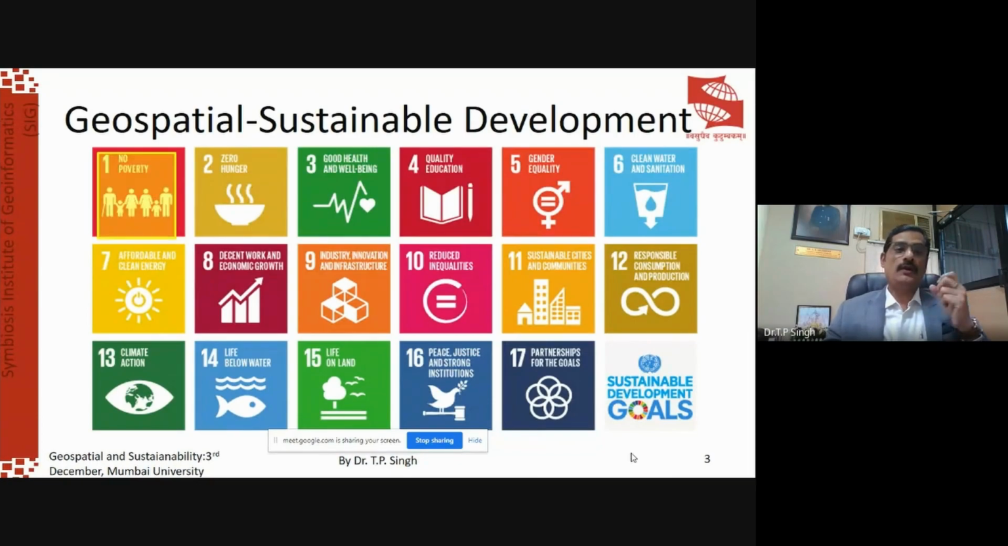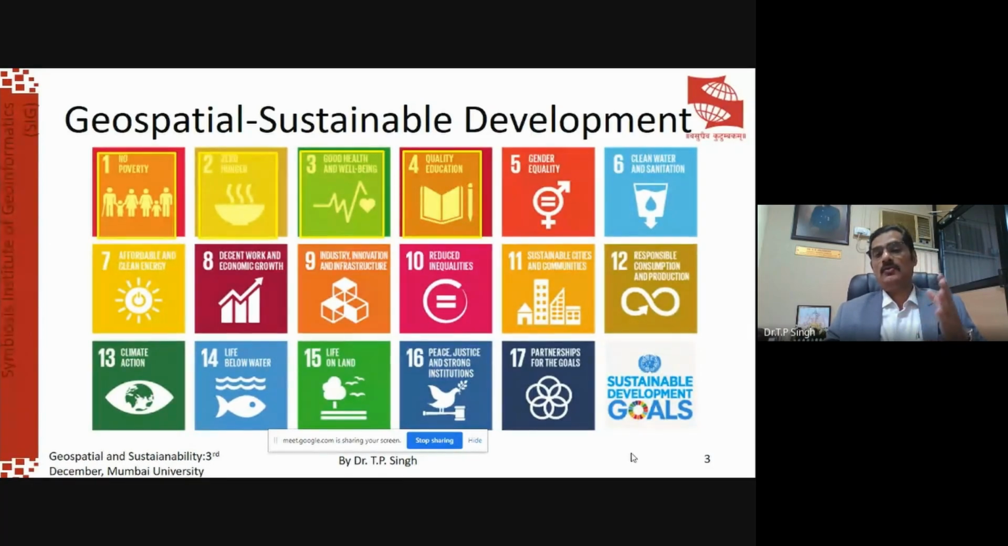If we look at the first goal, which is no poverty, GIS, remote sensing, GNSS, and other technologies play a very important role. Then the second goal is zero hunger, then good health and well-being. Then quality education, where it plays a very important role in understanding the percentage of people who have received education in a certain area.